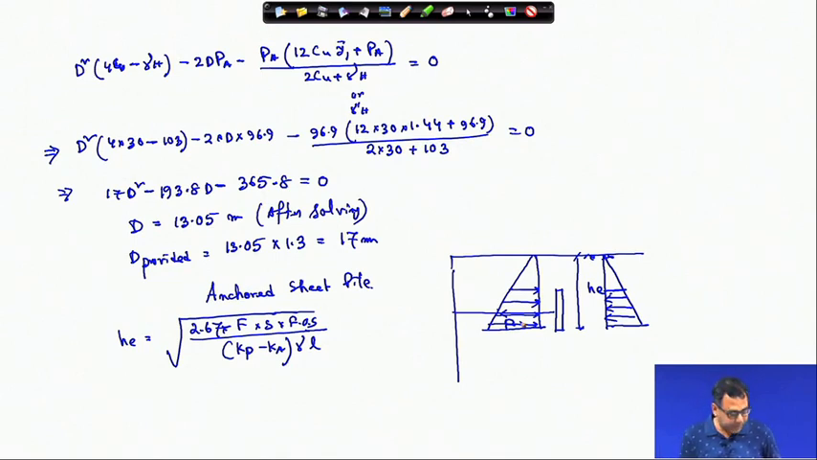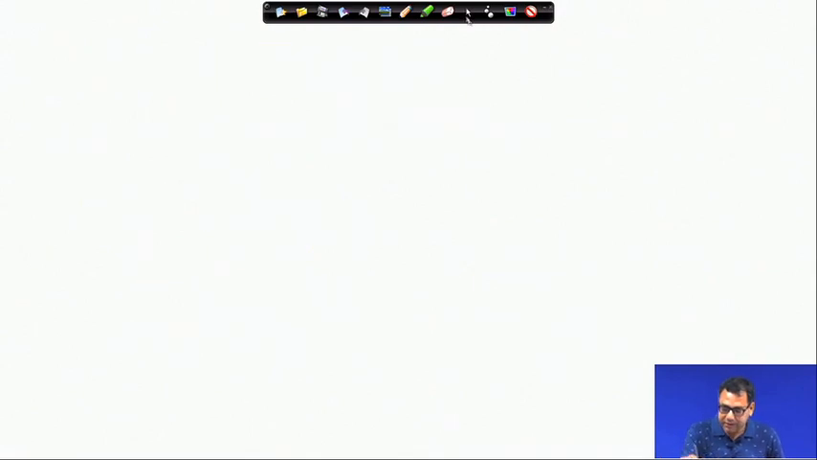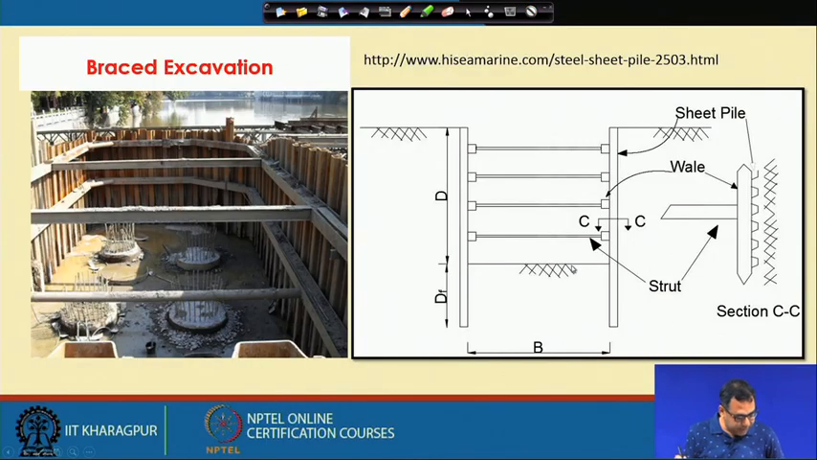So, the next topic that I will start is braced excavation. What is braced excavation? As you have observed, the depth of the sheet pile will increase if the height of the excavation is more. These sheet piles are used for temporary construction like excavation. So, this is one particular excavation site.